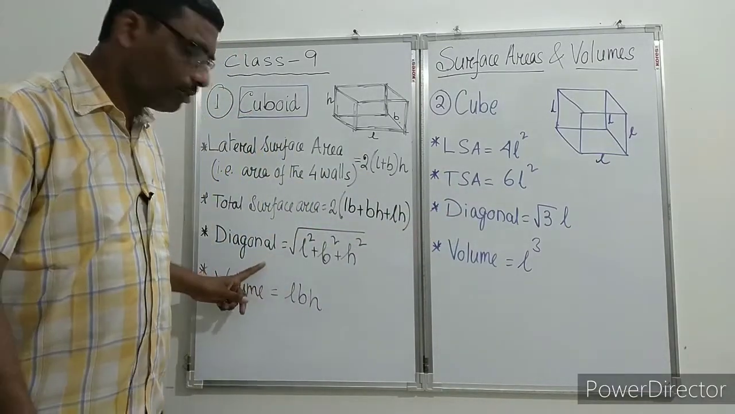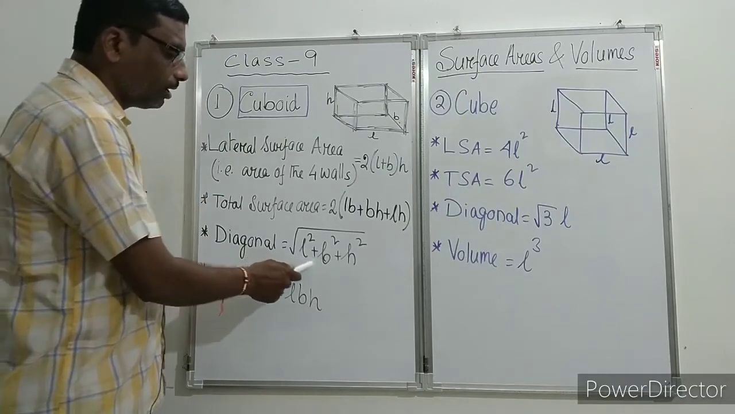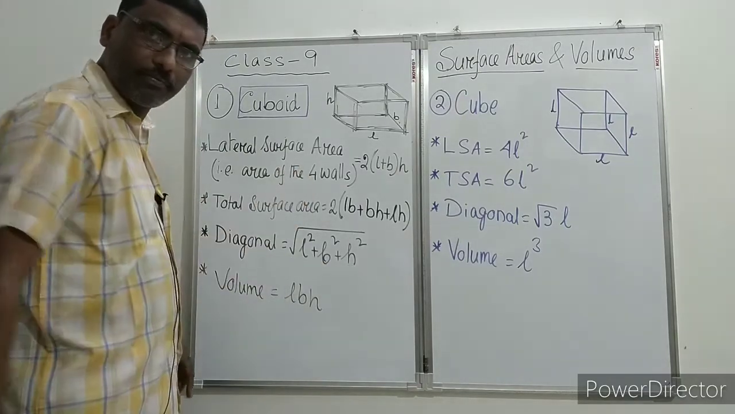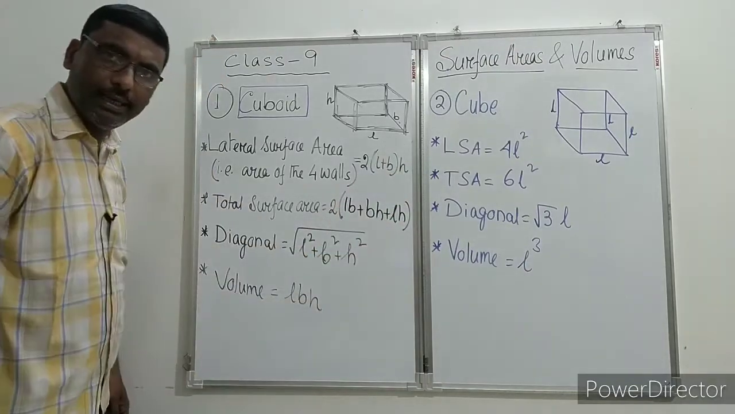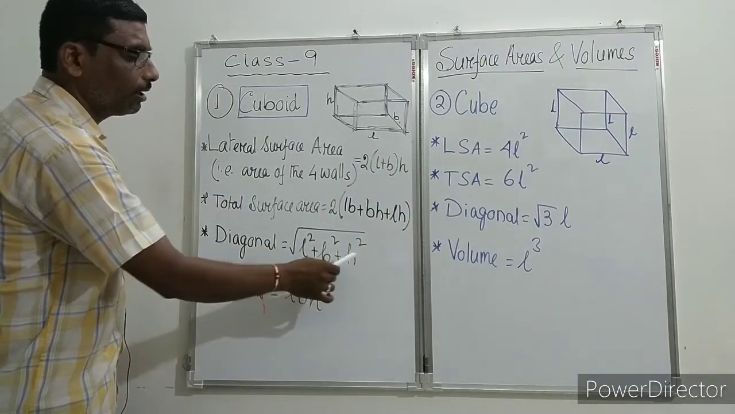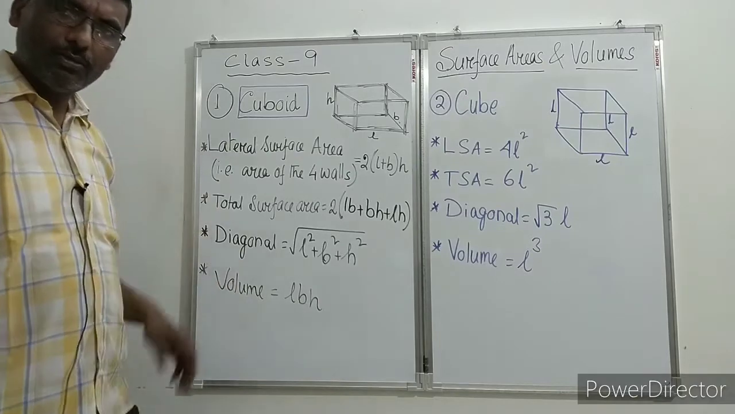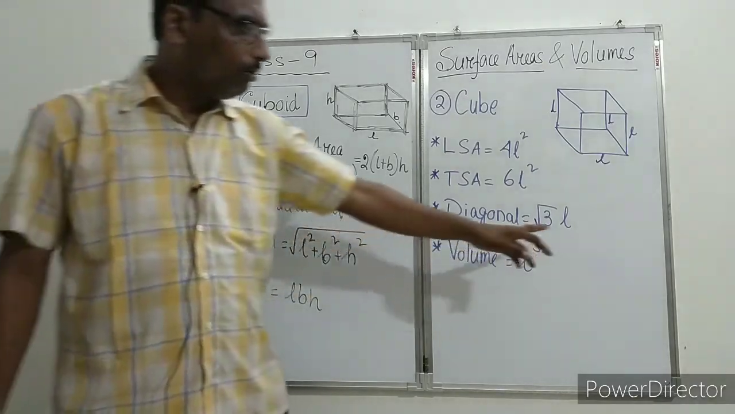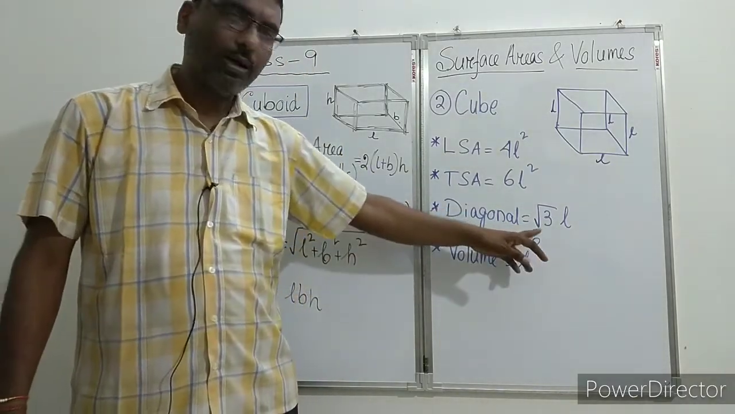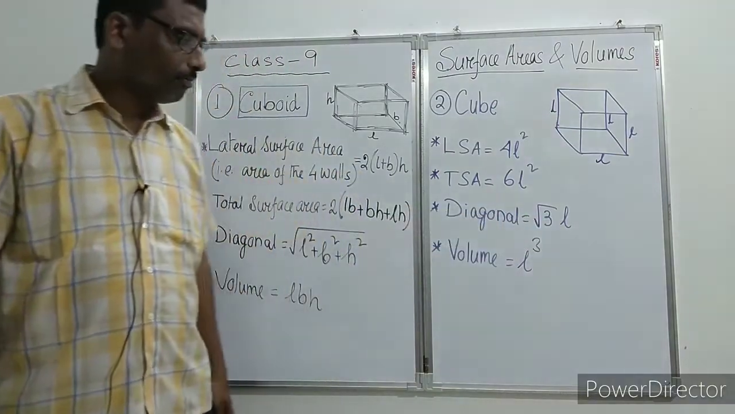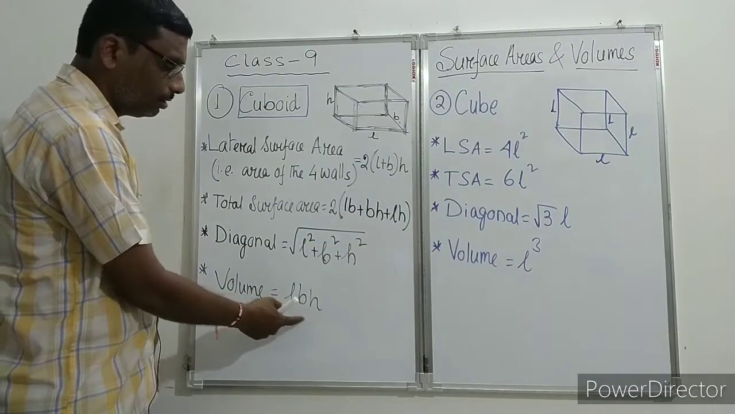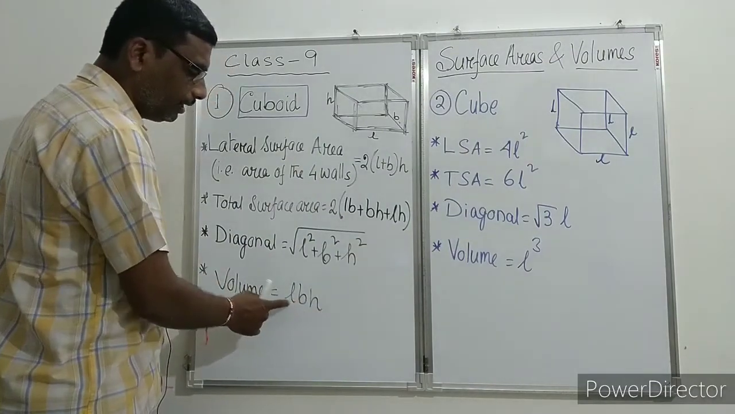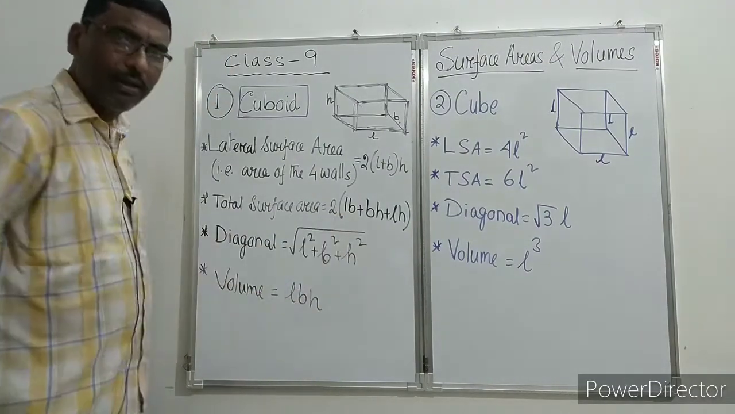Similarly, the diagonal also. Earlier it was root over L square plus B square plus H square. Now all L, B, H are the same, that means everything is L. So L square plus L square plus L square will become root over 3L square. That L will come out. So the diagonal will be square root of 3 into L. And then volume, same, L into B into H. Now if all are L, so L into L into L, it will become L cube.